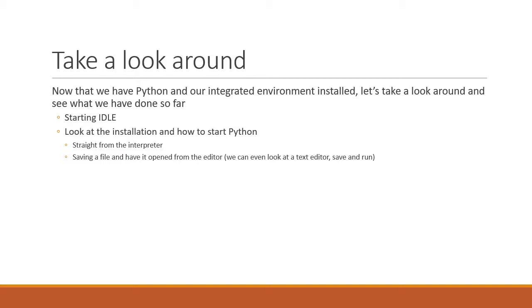So now that we have Python and our integrated environment installed, let's take a look around and see what we've done so far. Let's see how we can get in and start up IDLE. We're going to look at the installation and how to start up Python, right? We can do that, like I said, straight from the interpreter. We can open that up, or we can save a file and have it open from an editor. We can even use a text editor, save it and run it. It doesn't have to be IDLE. If you like using Notepad or Notepad++ or whatever other program you want to use, I don't recommend you use Word because it puts in a lot of extra characters in the background.